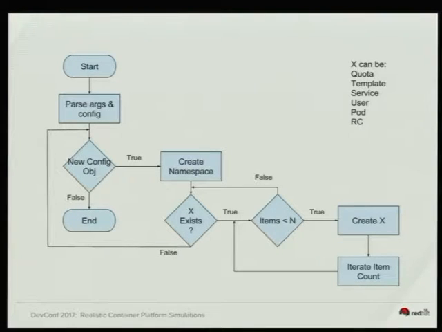And then within that namespace, you can create whatever it is you want, whatever OpenShift or Kubernetes objects exist, like quota, a template, a service, a pod, etc. And then you iterate and create however many you need, move on to the next config object. It's a pretty fundamental generation pattern.